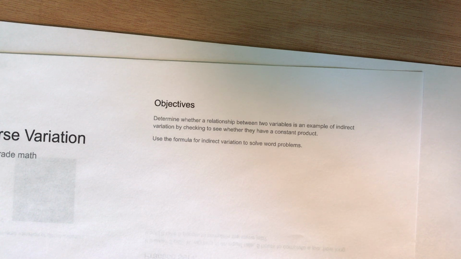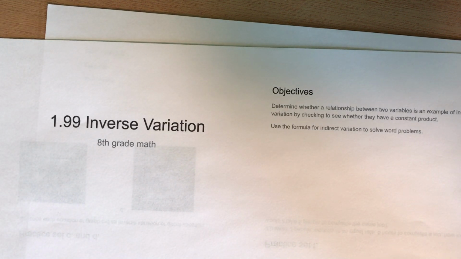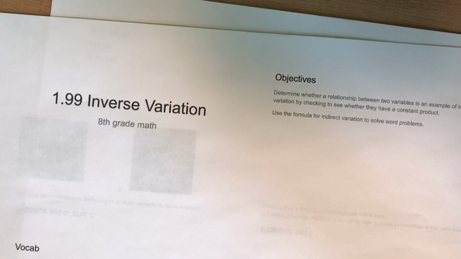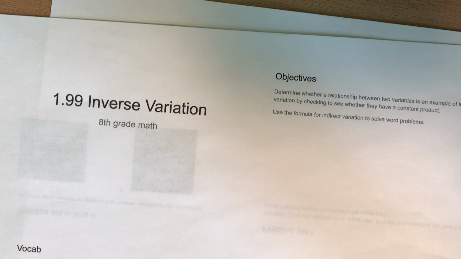Objectives: determine whether a relationship between two variables is an example of an inverse variation by checking to see whether they have a constant product. Use the formula for inverse variation to solve word problems. We've worked with direct variation earlier in the year, and we'll look at that here in a second. Vocab: inverse variation is the relationship between serving size and the number of servings. So that's valuable when you're working on something like that.